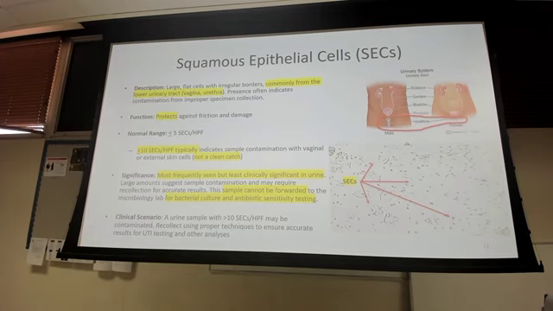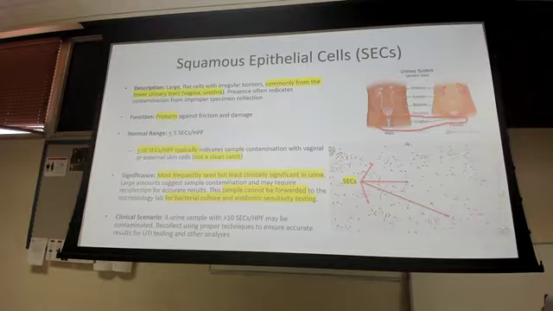Squamous epithelial cells are the cells found in your lower urinary tract, your vagina or urethra. Squamous epithelial cells do not necessarily mean there's something going on. It could just be that somebody submitted urine without wiping properly, without doing the clean catch like we need to.